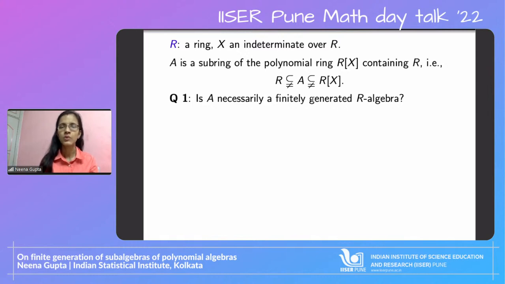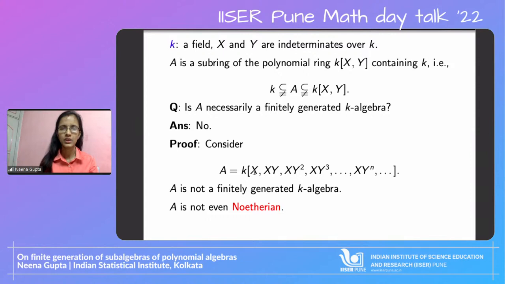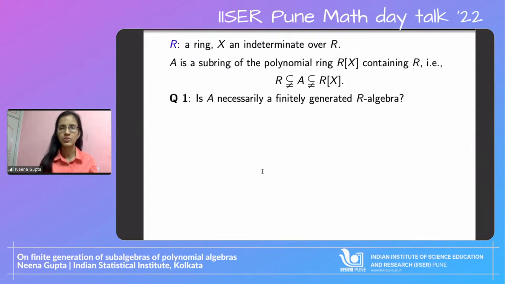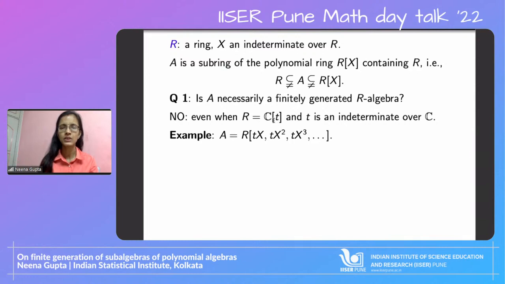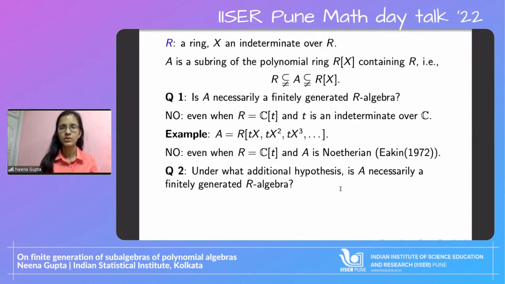Now the answer is again no, because here again the first example applies. You can take R to be C[t], where C is the field of complex numbers and t an indeterminate, and consider the subring generated by tx, tx squared, tx cubed, and so on. This is not Noetherian. However, that same example of Eakin also gives a counterexample to this problem, since it is Noetherian but not a finitely generated algebra. So this is the problem. Now we may modify the question: can you find a minimal sufficient condition under which A is necessarily a finitely generated R-algebra?